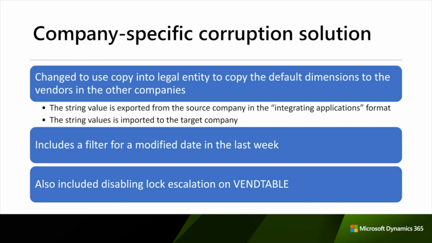And then we also included a support case to disable lock escalation on the vendor table, because we were doing a lot of vendor table updates, and by disabling lock escalation, we were able to run companies in threads and not result in deadlocks in the database updating that one field. So this solution is what they're still using, when they have a new vendor, to get default dimensions on that vendor, or if they change the default dimensions on their master company, to get it down to the other 99 companies. And it's working fine.